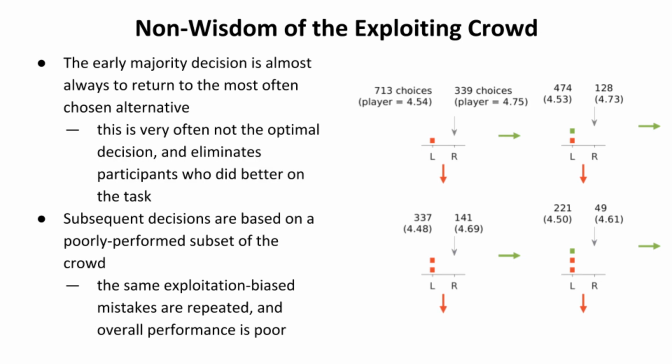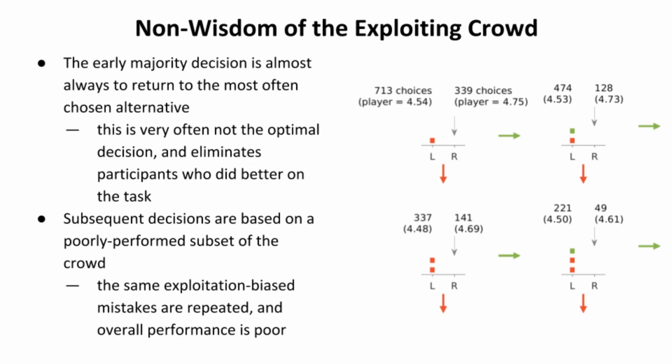The basic problem is shown by this example analysis. So if, for example, on the very first decision the crowd does not receive a reward, so there's a single fail for the left and nothing on the right alternative, it turns out 713 times when people were faced with that decision, they continued to choose the left one that had already failed. This isn't actually the optimal thing to do. It leads to a lower expected reward, and the 713 people who chose it were less well performed than the 339 people who chose the right thing. That's shown here by the average reward that those players received, 4.54 versus 4.75. And so the consequence is the crowd exploits.